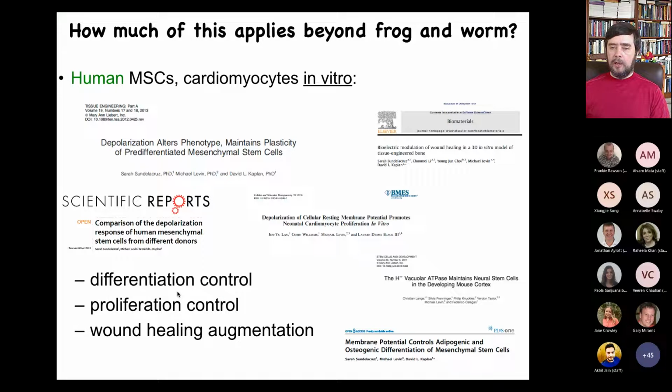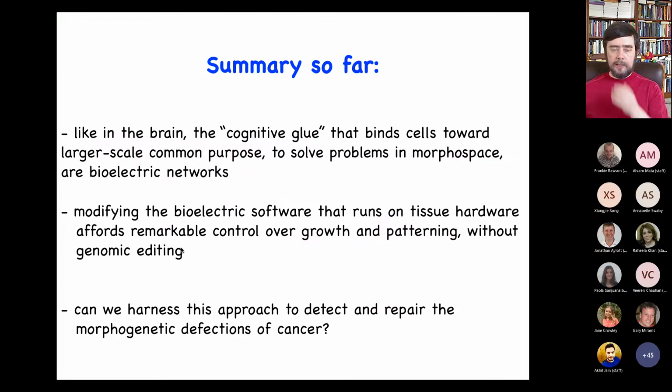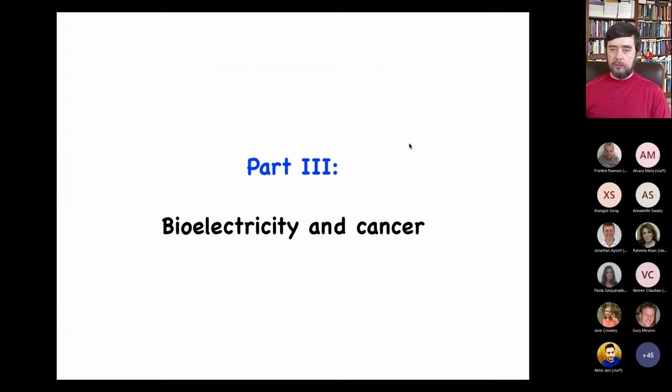But of course, the most important thing is the context, the in vivo context. So what I've shown you so far is that, like the brain, the mechanism that binds cells towards large-scale purpose in morphospace are bioelectrical networks. And modifying that electrical communication gives you some really remarkable control over growth and form, which is very hard to achieve bottom up in terms of genomic editing and things like that. And so now I want to show you the data for applying this kind of technology to cancer in particular.